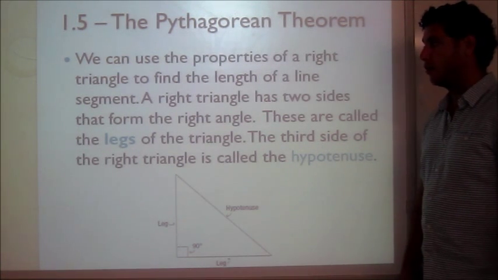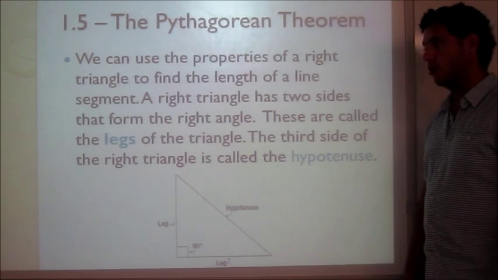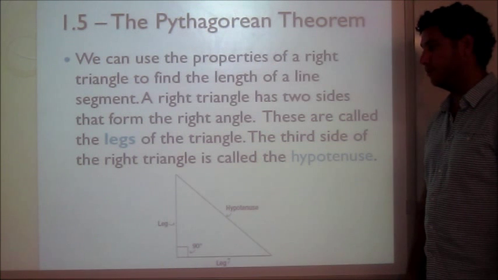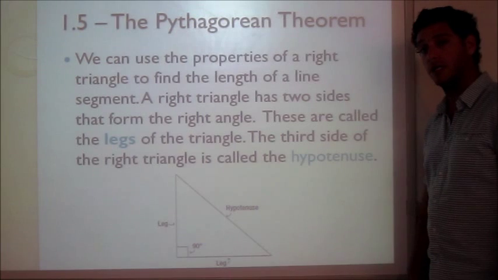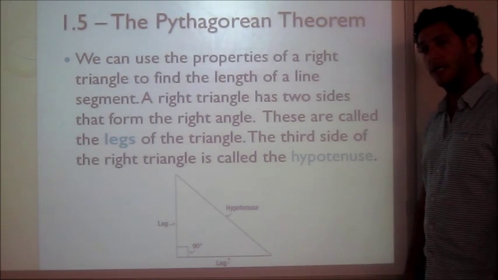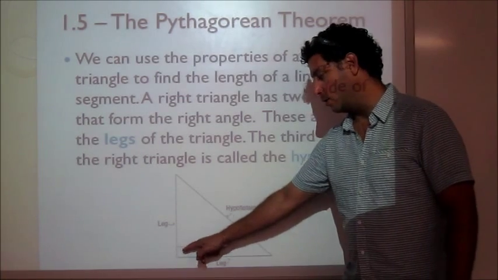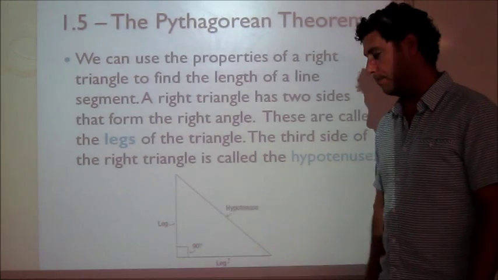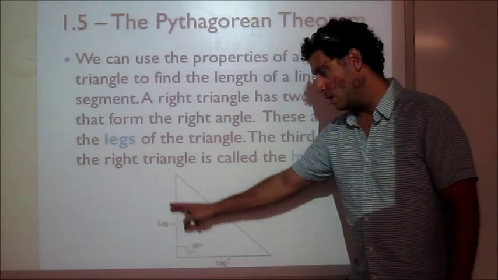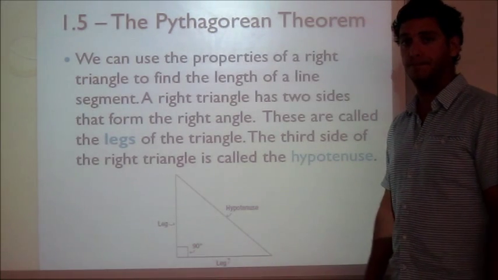A right triangle has two sides that form the right angle. These are called the legs of the triangle. The third side of the right triangle is called the hypotenuse, and it can be identified because it is opposite the right angle. Okay? Hypotenuse is always across from the right angle. The other two sides of the right triangle are called the legs.